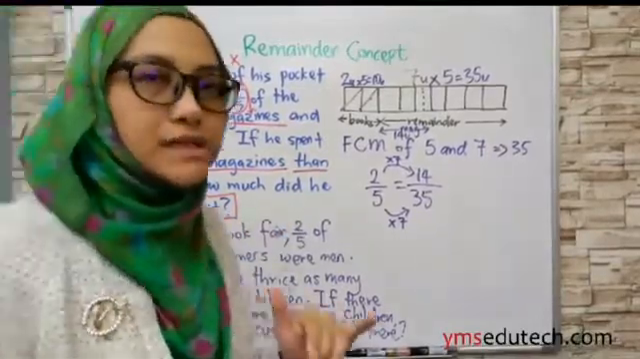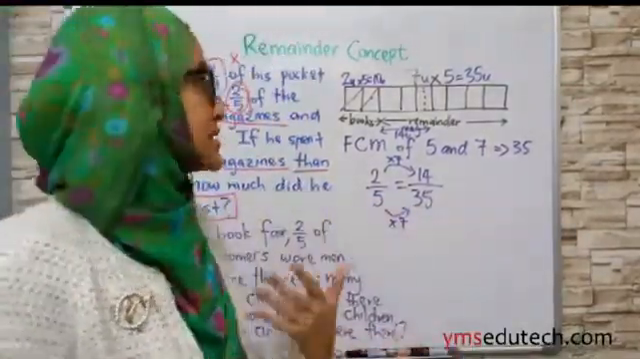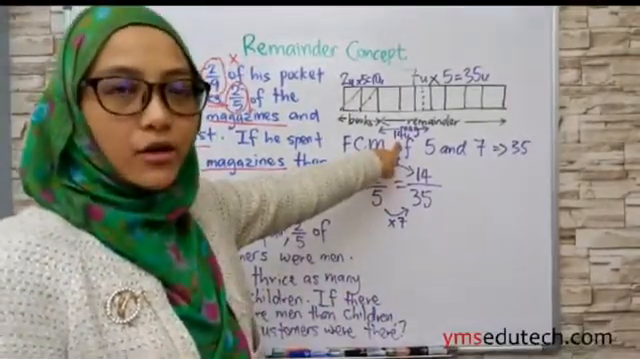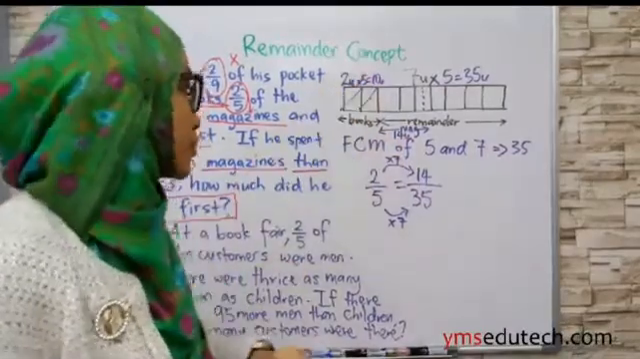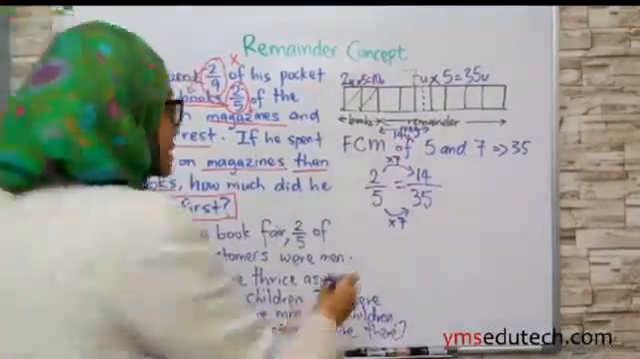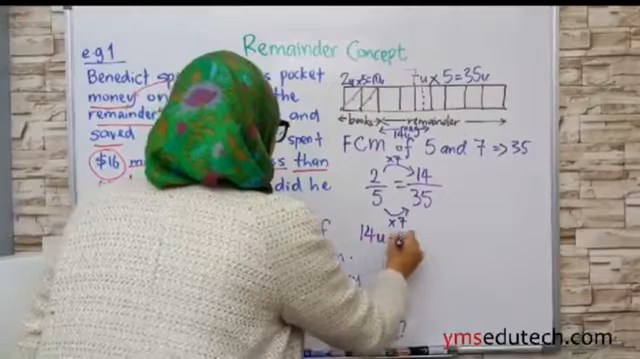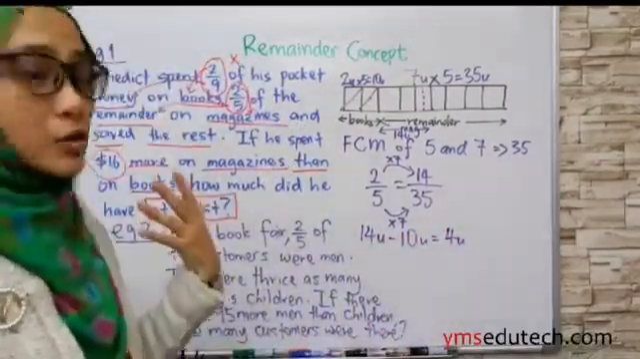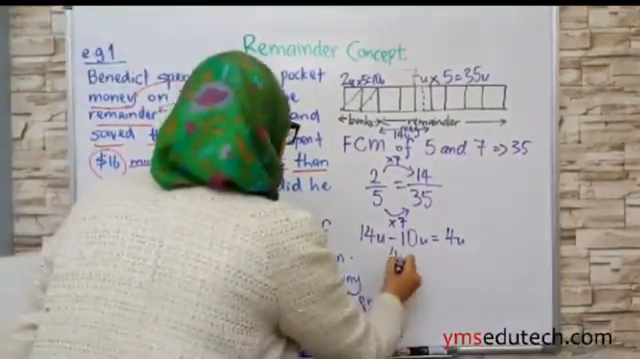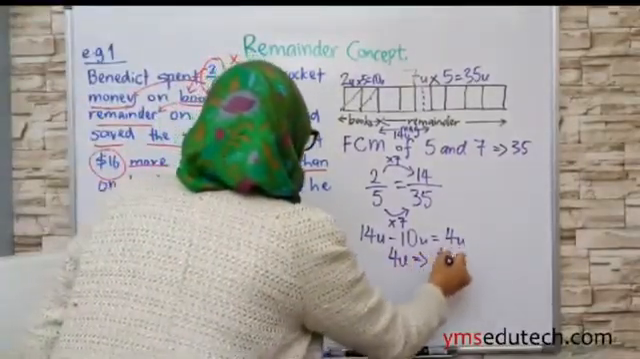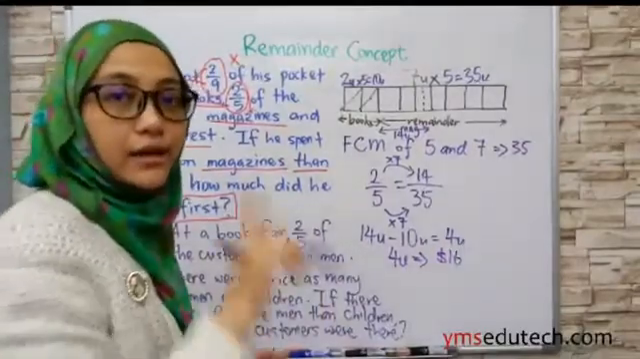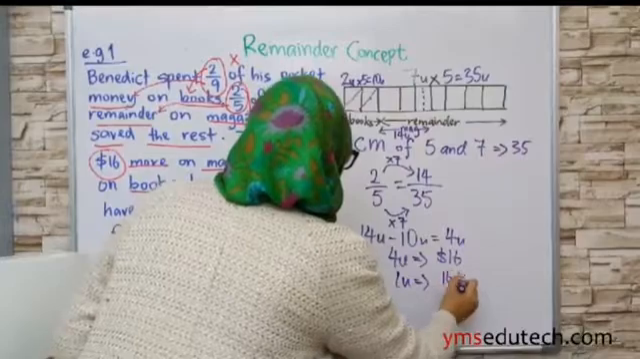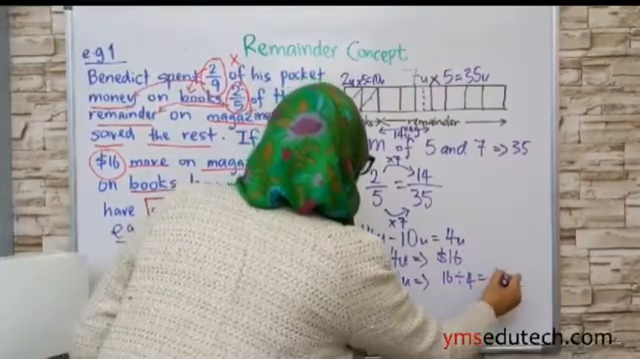Okay, so how many units did Benedict spend on magazines? He spent 14 units on magazine. How many units did he spend on books? He spent 10 units on books. So the difference is 14 units minus 10 units, that makes 4 units. So what is this 4 units referring to? This 4 units is referring to $16. Always find 1 unit. So 16 divided by 4, that makes $4.